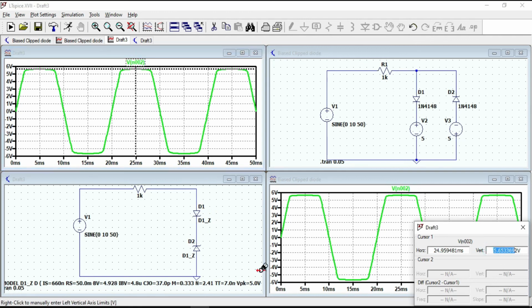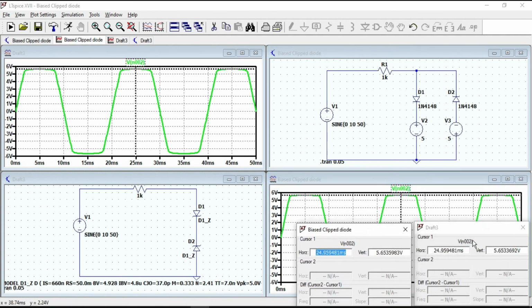During the negative half cycle, the opposite happens. D2 is forward biased and D1 is reverse biased. And the voltage is clamped at minus VB plus 0.7 volt. If we compare these two waveforms, we can see they are the same waveforms, and there is no difference.